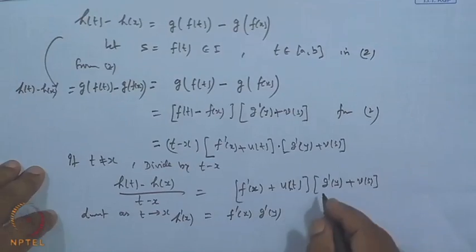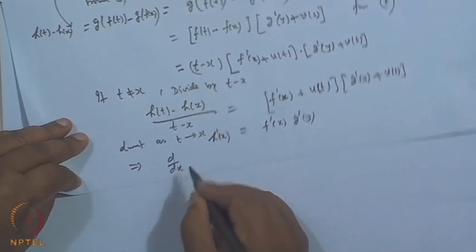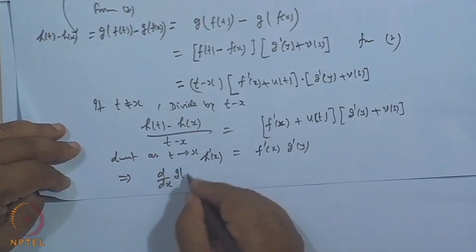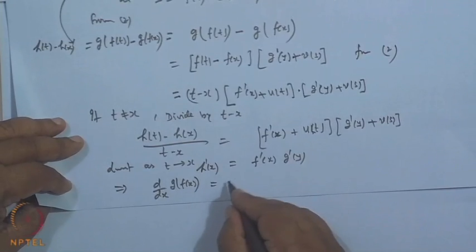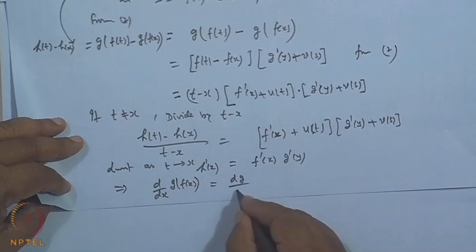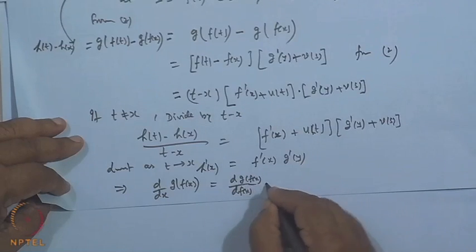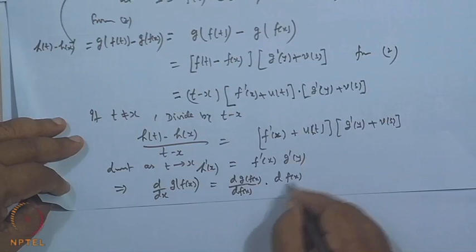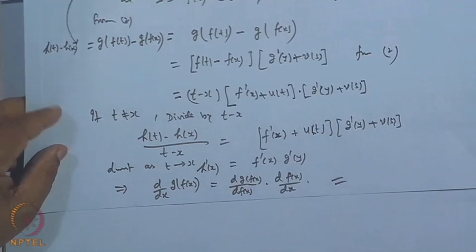So, this implies that the derivative of this composite function g of f x with respect to x is the derivative of g with respect to f x, then the derivative of f x with respect to x. That is what it shows. So, this proves the result. Okay. So, this composite function is very much helpful in getting the product.